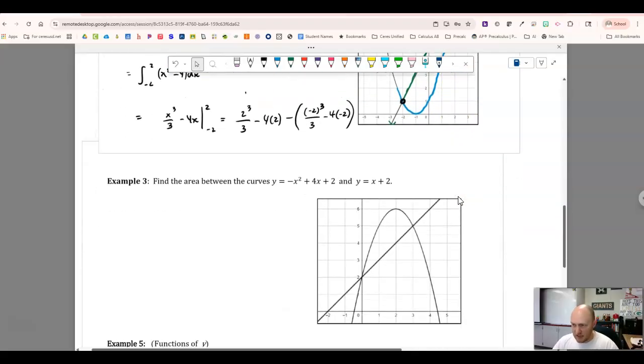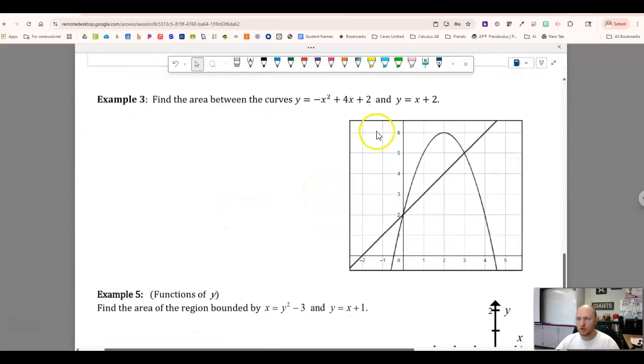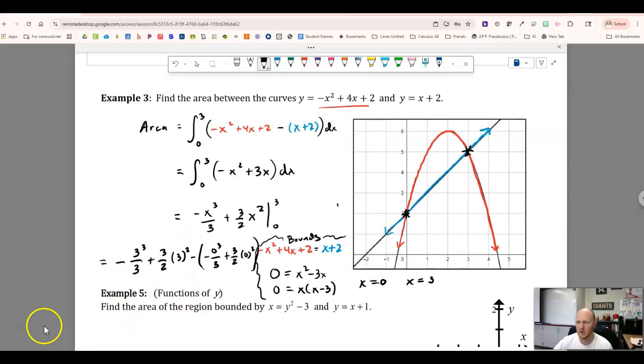Here's example 3. I would like you to go ahead and pause me. I want you to try this example, and then we can check your work. So pause me. Try this one. Okay, here you go. This is what you should have gotten.